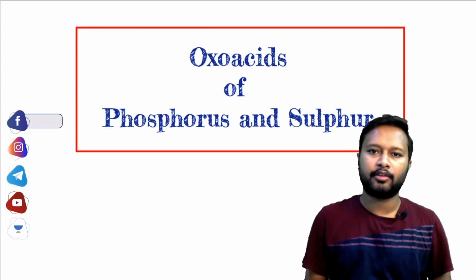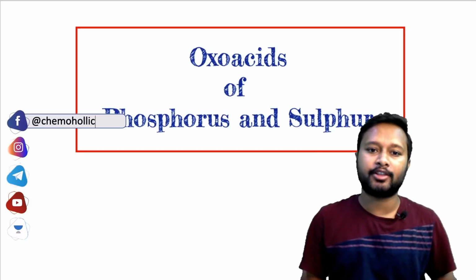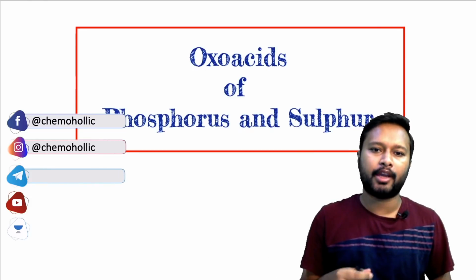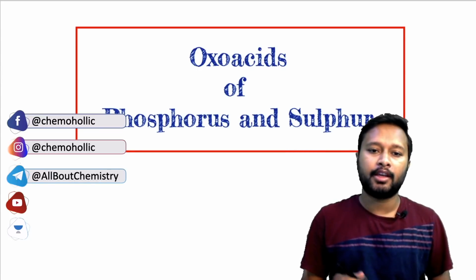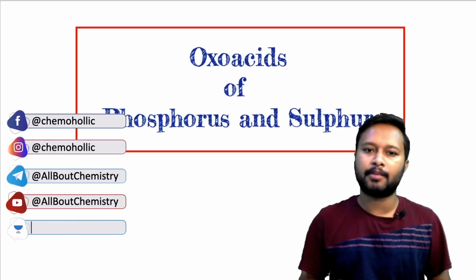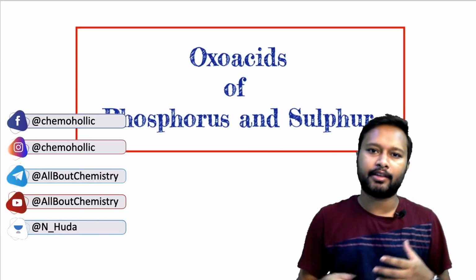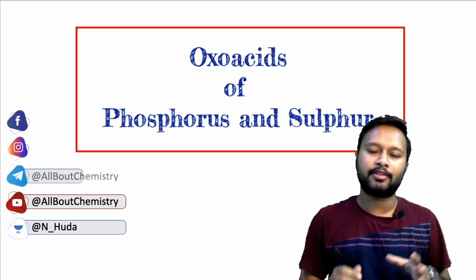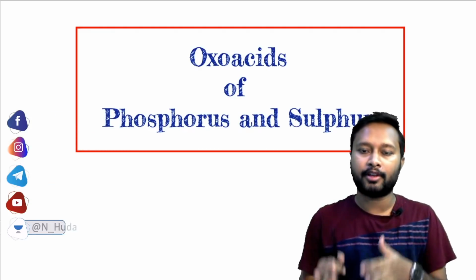So today in this video we are going to talk about oxoacids of phosphorus and sulfur, and I'm going to give you some tricks to remember the names and the structures of the compounds, right? This is one of the topics from where direct questions have already been asked in the CSIR NET exam, and it is very much expected that in upcoming exams also questions will be asked from this topic. So this makes this topic from the main group elements a very important one.